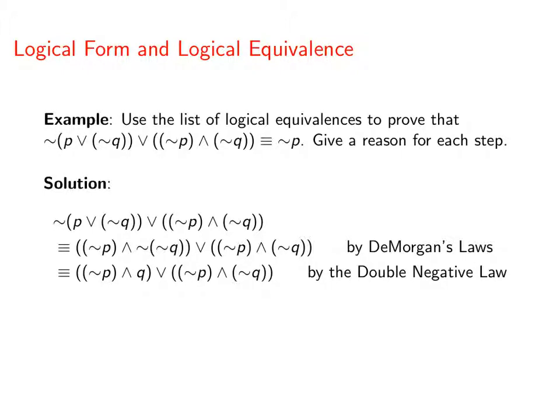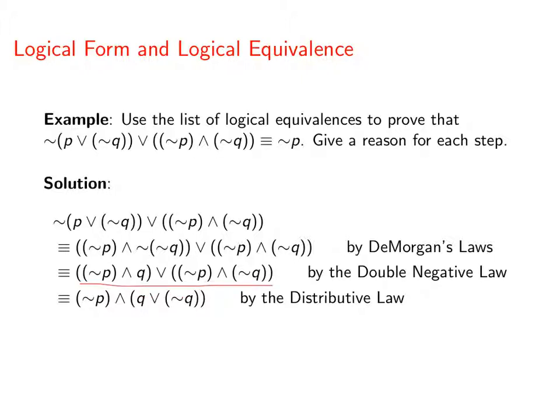Then we can use the double negative law. You see we have a not Q. We'll just replace that with a Q. Now we can use a distributive law. So there's a distributive law that we're using in here to simplify the expression. That's because both things on the inside are ands, and they both start with a not P.